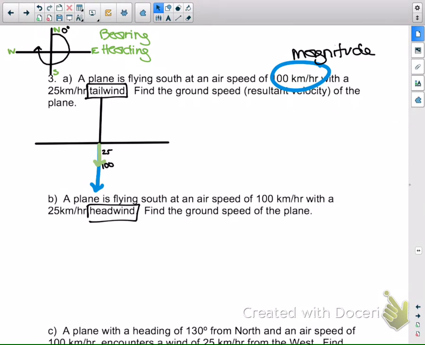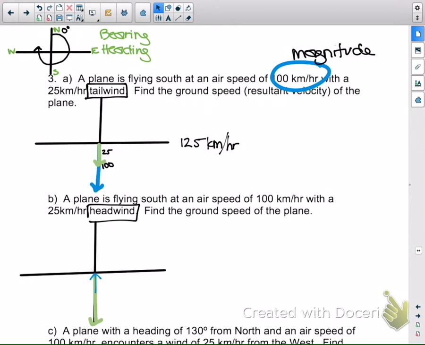So the total speed now is 125 kilometers per hour, and that wouldn't change your direction at all because it's going directly with it. On the other hand, for something like Part B, if it's going the same direction at an airspeed of 100 kilometers per hour, but the 25 kilometer per hour headwind instead of tailwind, the way we would draw that, the plane's going south, this would be working against it, going the opposite direction.